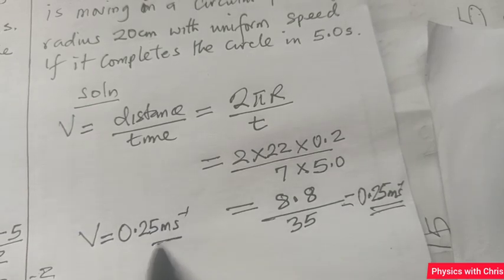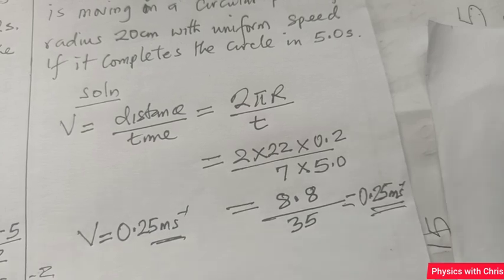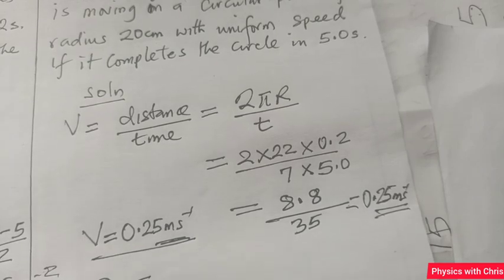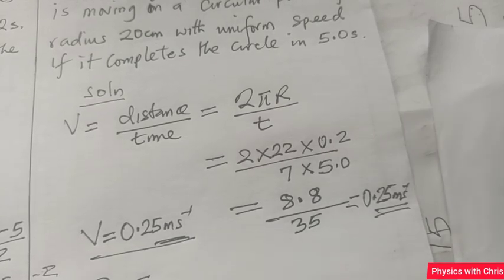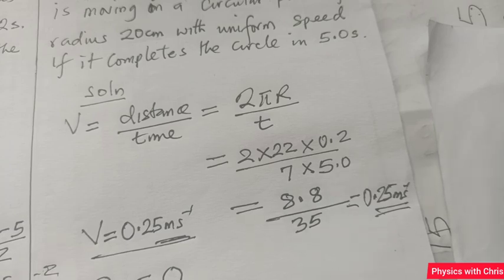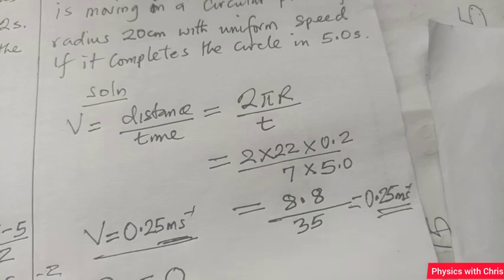Say the body is moving in a circular path of radius 20 cm with a uniform speed, and it takes 5 seconds to complete its circle moving at that uniform speed. Now you should know that since the speed is uniform, the tangential acceleration, which is acting in the same direction as the direction of the speed, will be 0, because the speed is constant. But the radial acceleration or centripetal acceleration is not going to be 0.